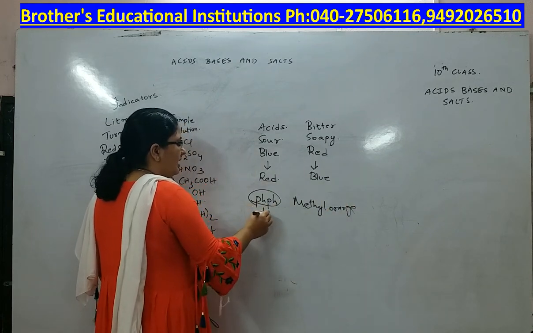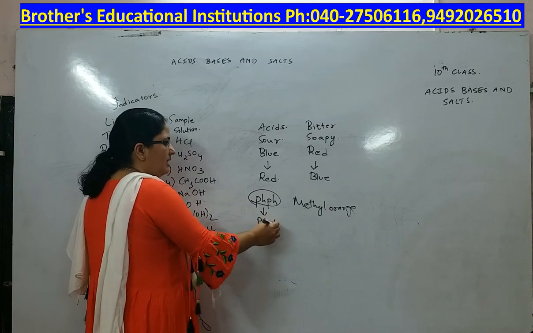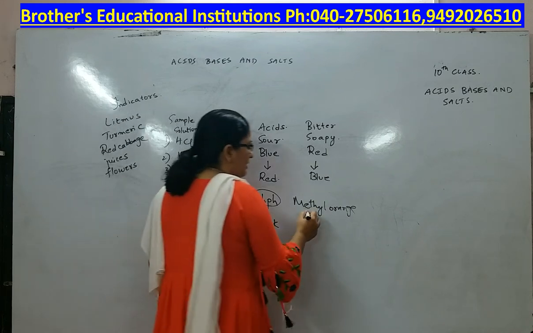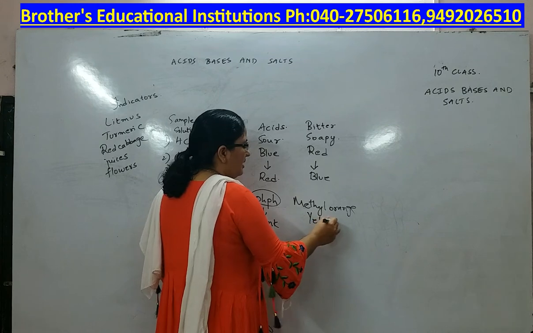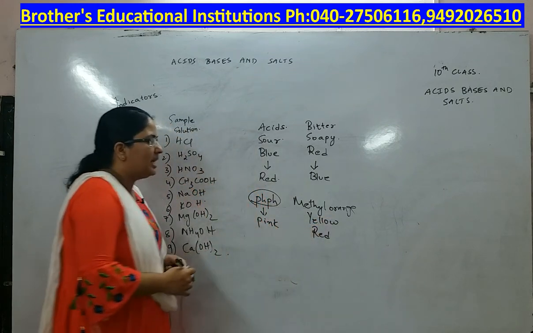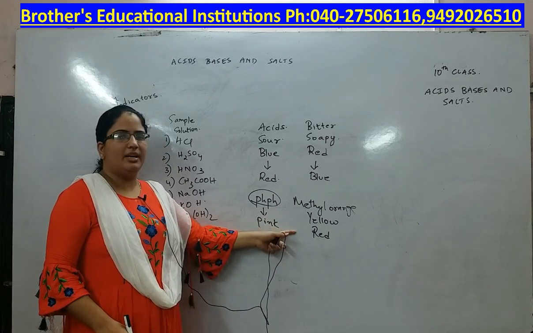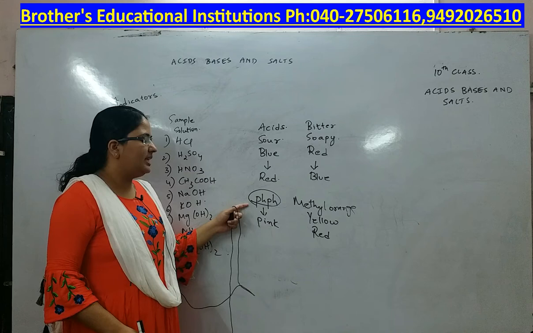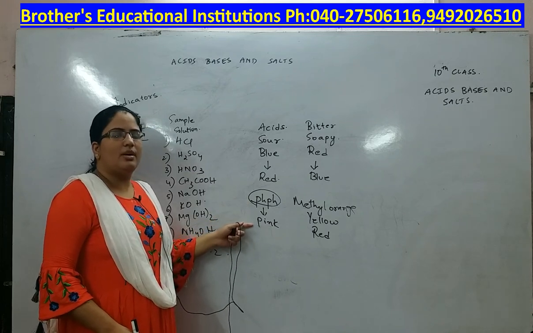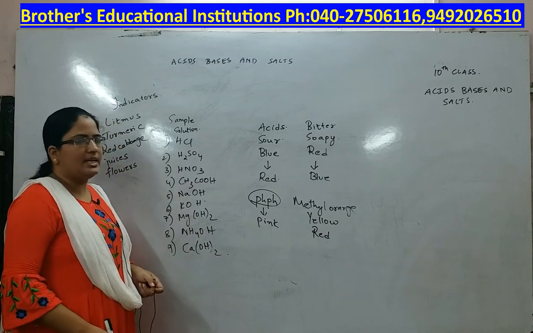Phenolphthalein doesn't show any color change for acid, but it turns pink for bases. Methyl orange turns yellow for bases. It turns red for acids. Methyl orange turns yellow for bases and red for acids, whereas phenolphthalein turns pink for base, no color change for acid. So that's about the indicators.